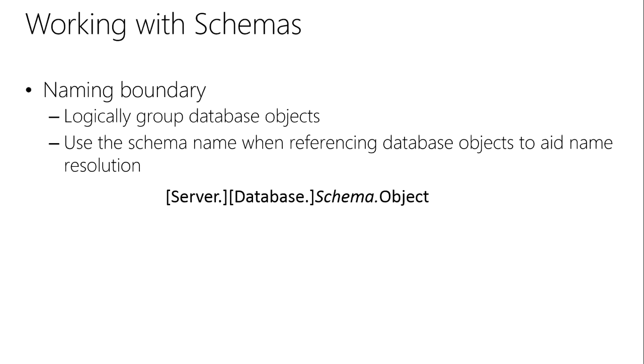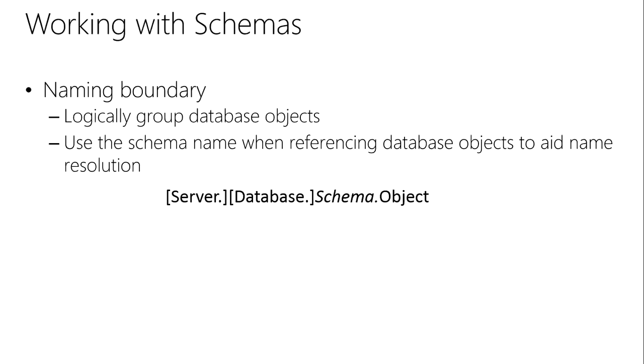Okay, great. So let's draw our attention to schemas. We saw some in the example there, or at least we saw the DBO schema. Tell us a little bit more about schemas. So the idea behind schemas, first of all, is that we use schemas as a naming boundary. It's a way for us to logically group database objects, and this is where we talked about using the schema name when referencing objects before. This is really important when we talk about name resolution of objects.